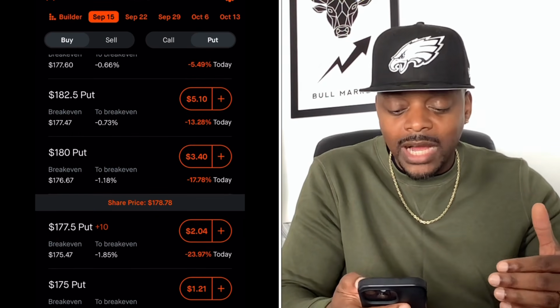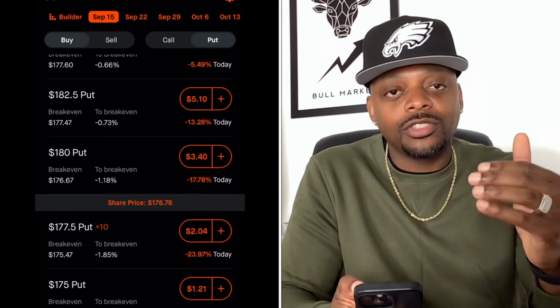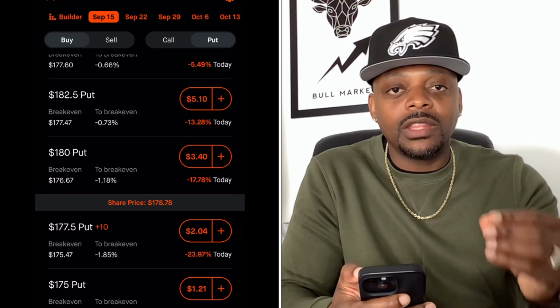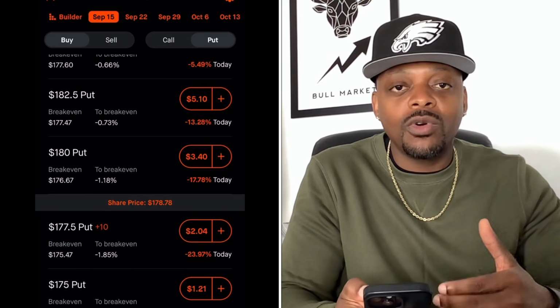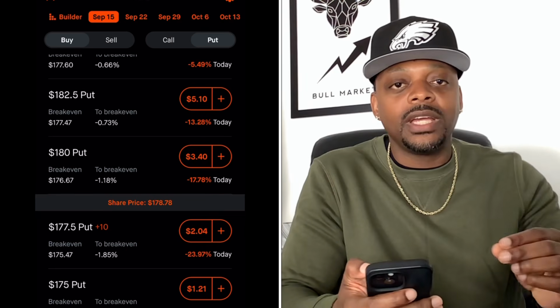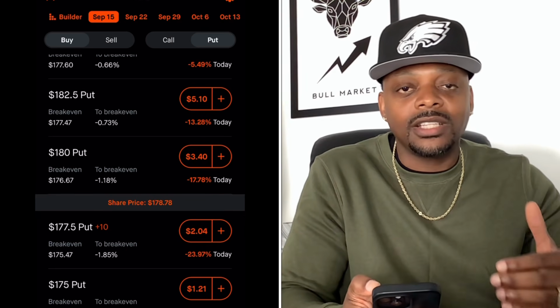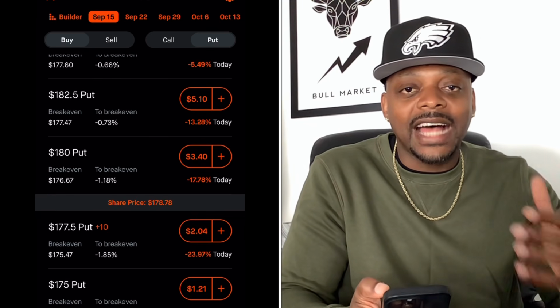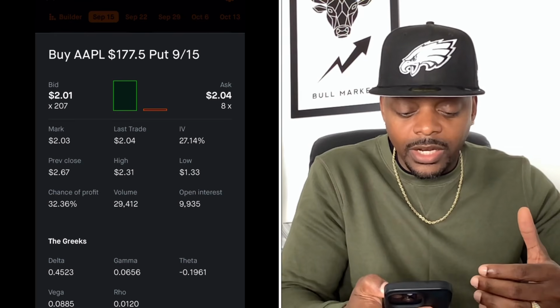Or the next one I would choose would be the 180 put. Why? Because that strike actually aligns with the resistance level of the stock. Okay, that one costs a little more. They're going to tax you a little bit when they know your success and likelihood of winning is higher.